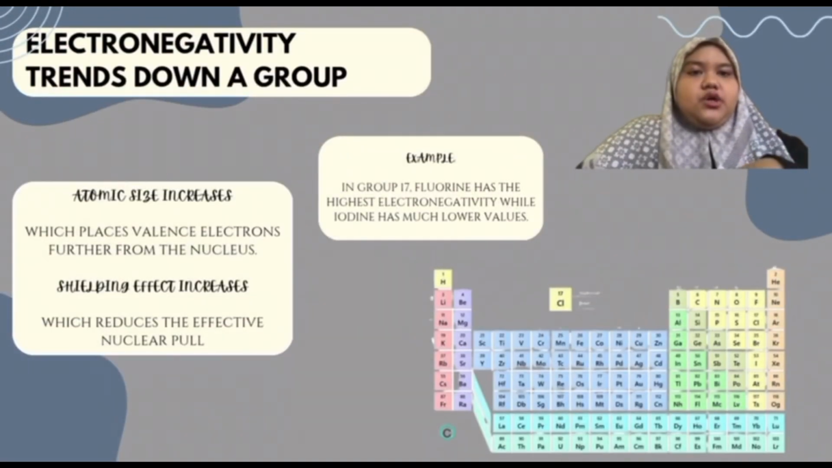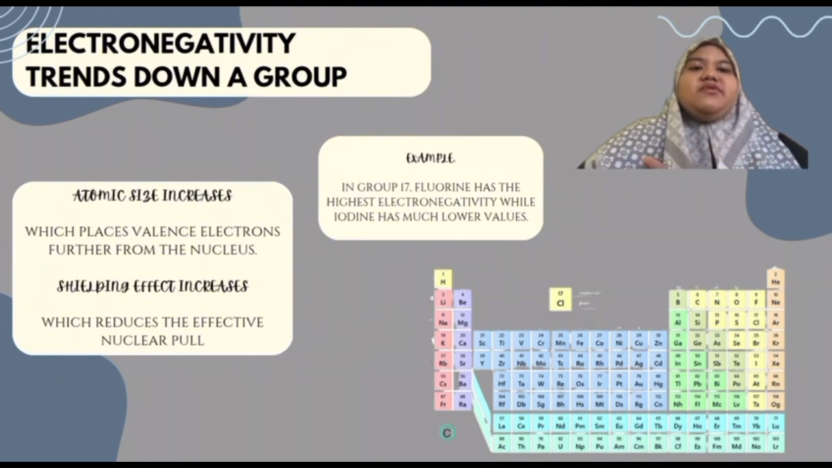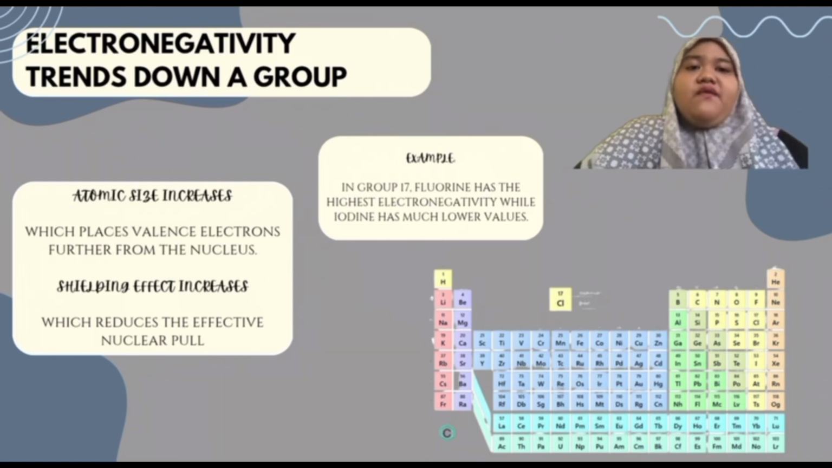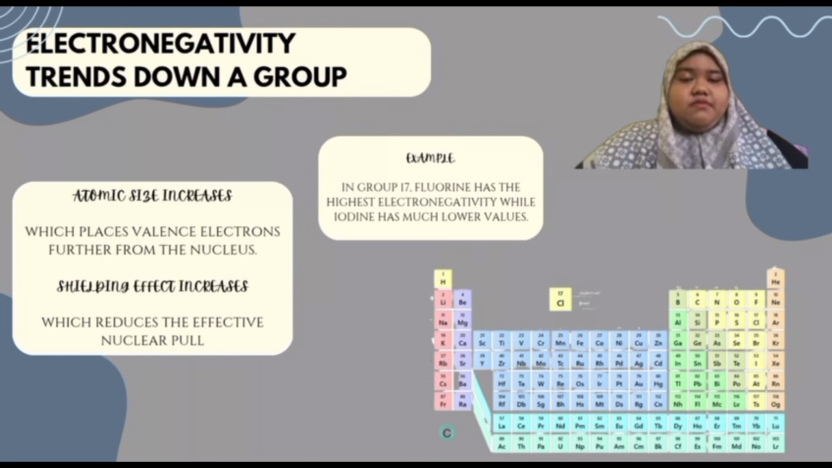In contrast, electronegativity decreases down a group because, first, atomic size increases, which places valence electrons further from the nucleus. Second, shielding effect increases, which reduces the effective nuclear pull. For instance, in group 17, fluorine has the highest electronegativity while iodine has much lower values.